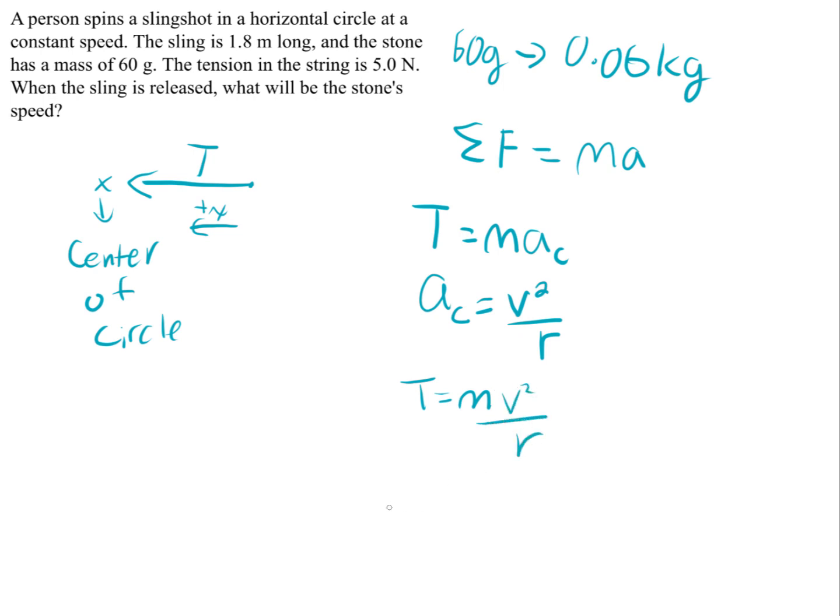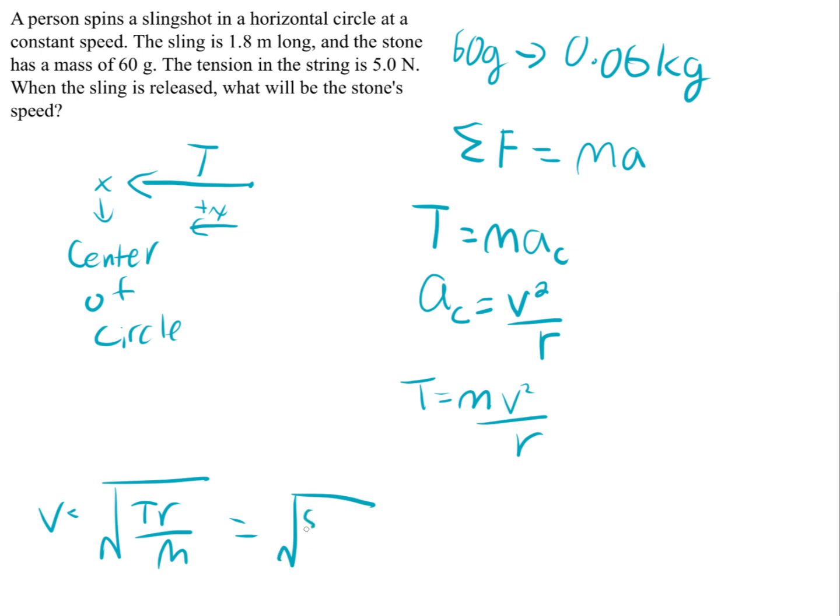Now we just use some simple algebraic manipulation to get that the velocity is equal to the square root of the tension times the radius divided by the mass of the stone. So I'm going to write this over here a little more. Velocity is equal to the square root of the tension times the radius divided by the mass. So now we just plug our known values in.